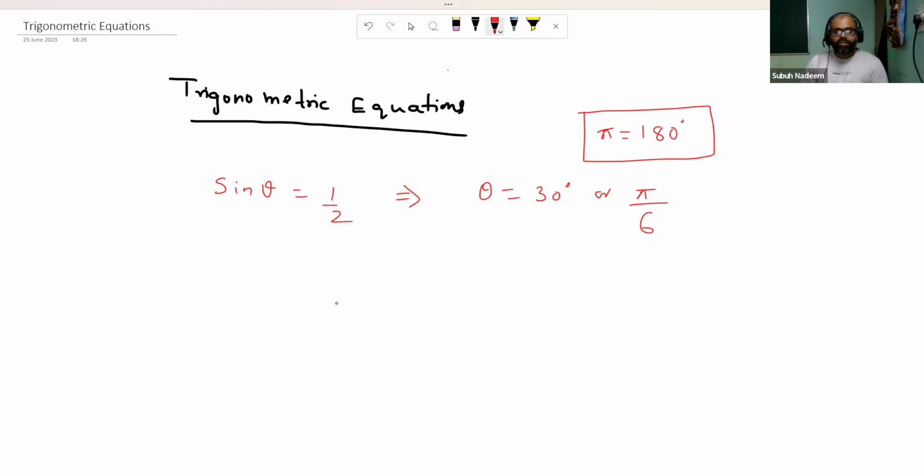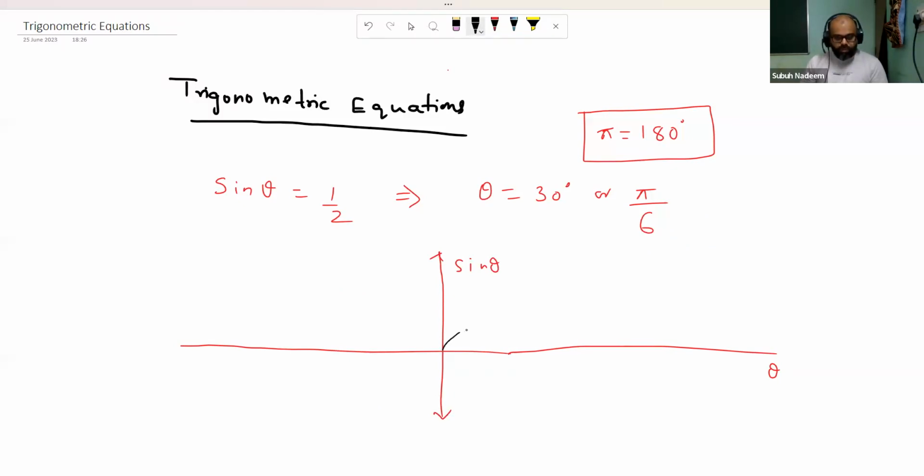Basically what happens is that if sine theta is equal to half, then theta is not only 30 degree or pi by 6. If you have seen the graph of sine theta, here it is theta and here it is sine theta. This graph is defined over all real numbers. If you draw the graph, it would be somehow like this, and it will never end. It will keep on going, and on the left hand side also, it goes on till minus infinity, and plus infinity on the right side.